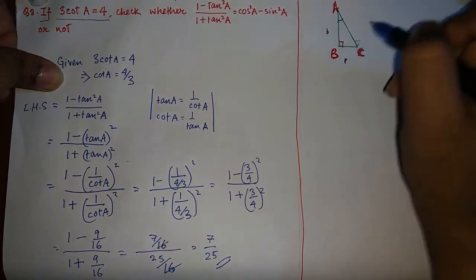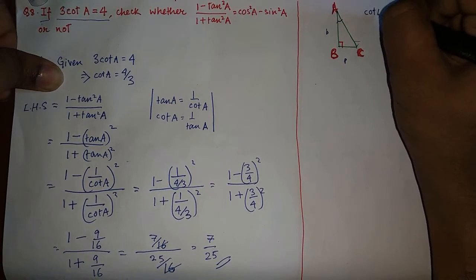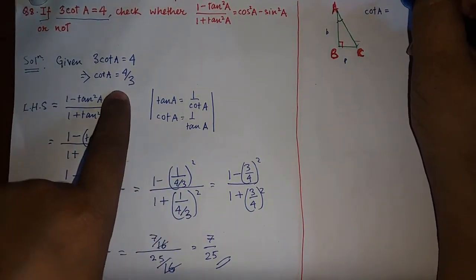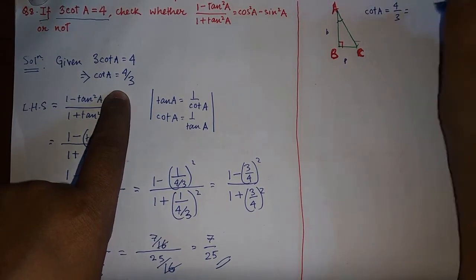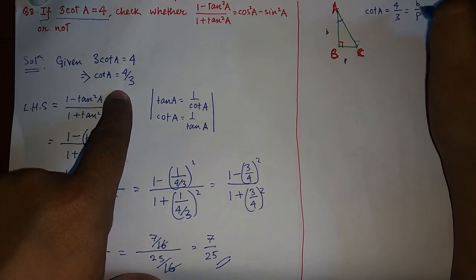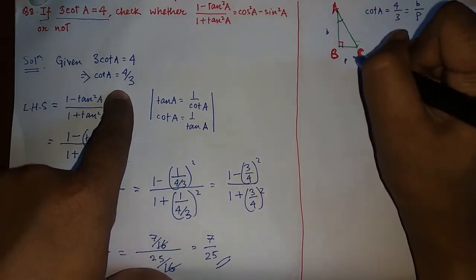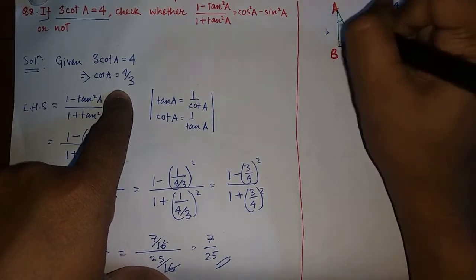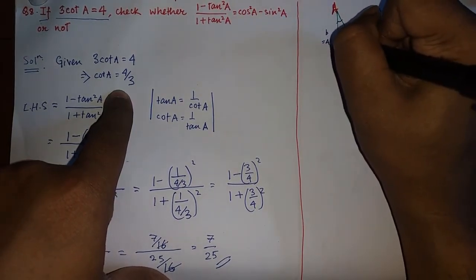So cot of A is equal to base by perpendicular. Let's say cot of A is equal to what is given in here, it's 4 by 3, is equal to base by perpendicular. So the length of the perpendicular is 3. Let's assume 3 centimeter, and the length of the base is 4. Let's assume 4 centimeter. Get it?